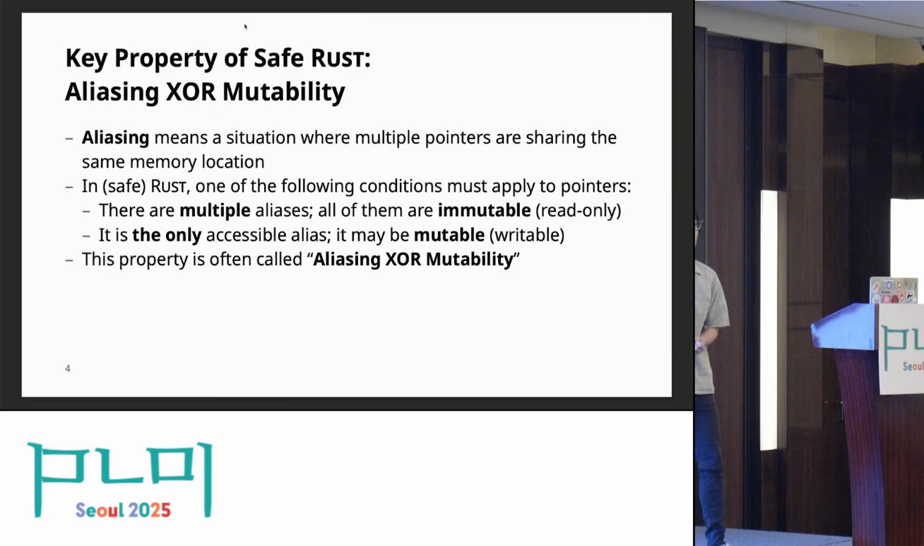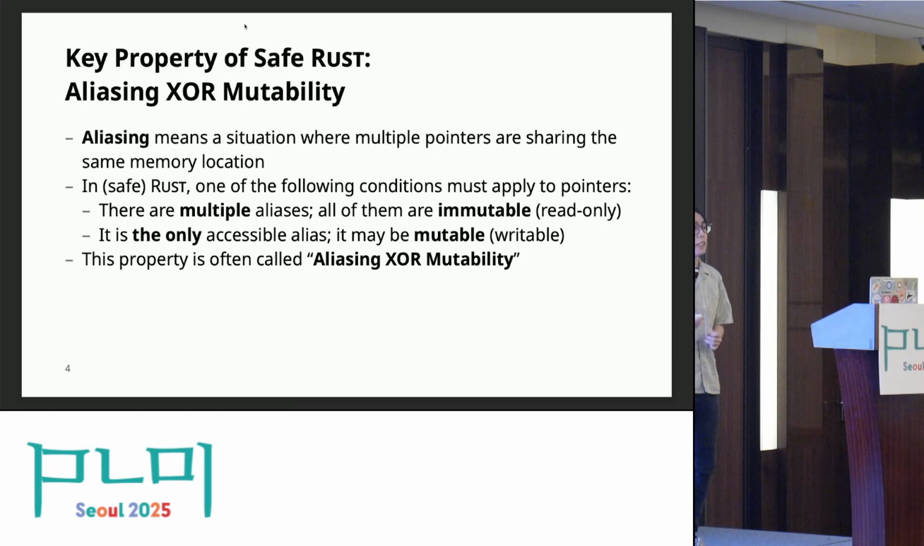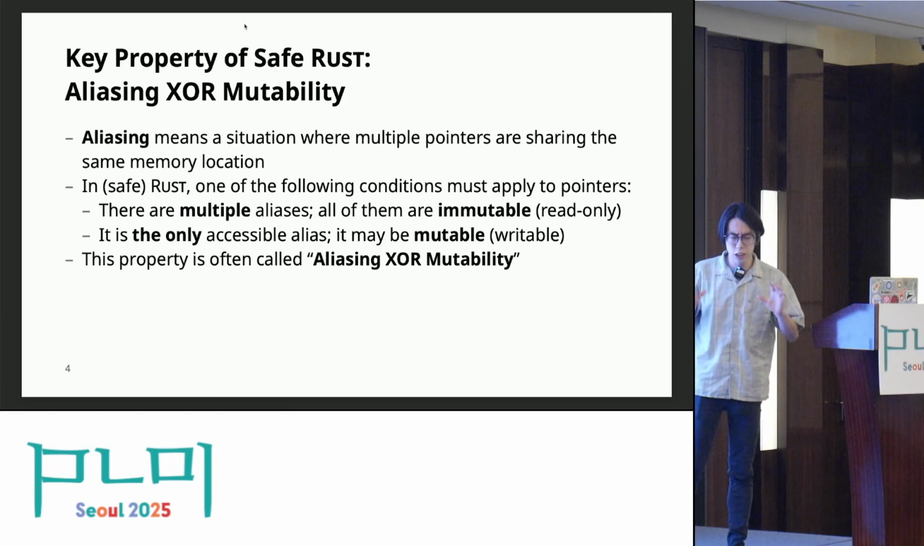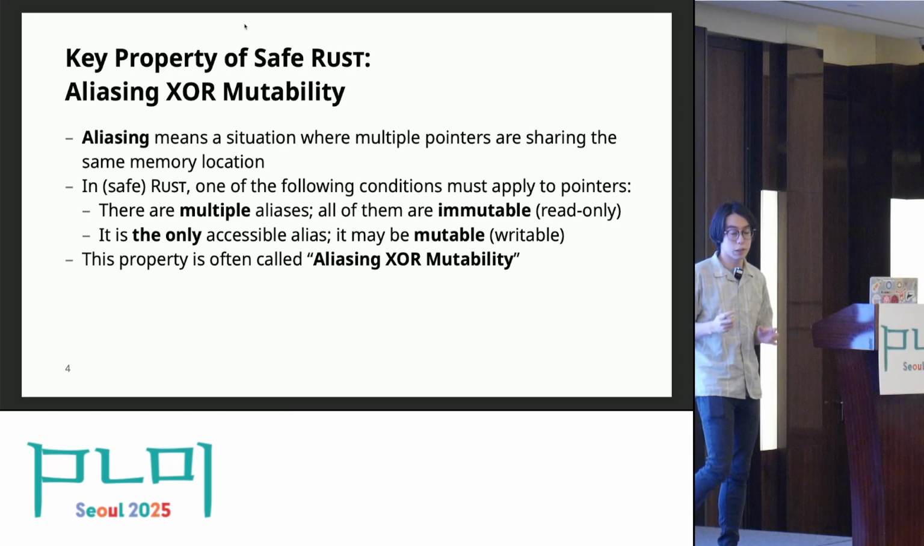A key property of safe Rust is aliasing XOR mutability. In Rust, there are two kinds of pointers. One is immutable and the other is mutable. When the pointer is immutable, there may be multiple aliases of it. However, when the pointer is mutable in safe Rust, that pointer must be the only accessible alias.